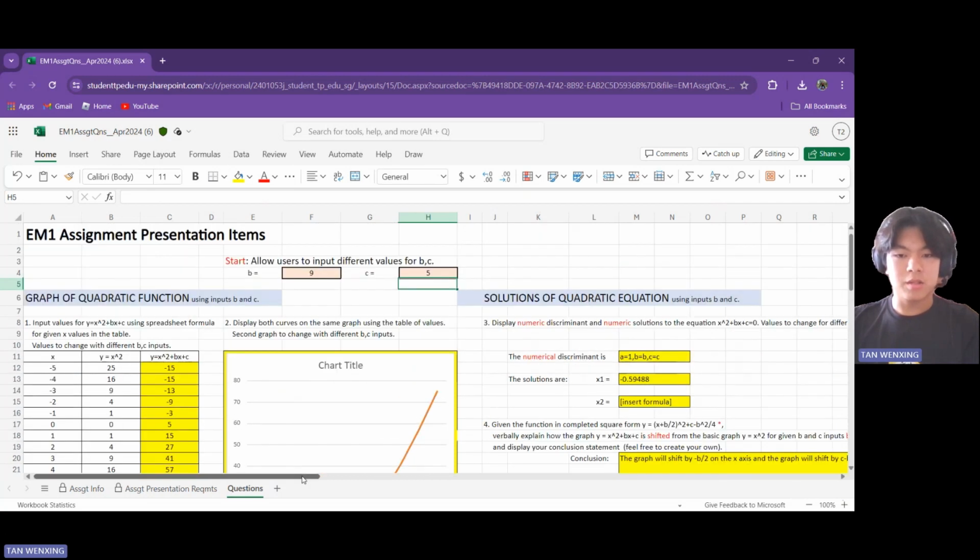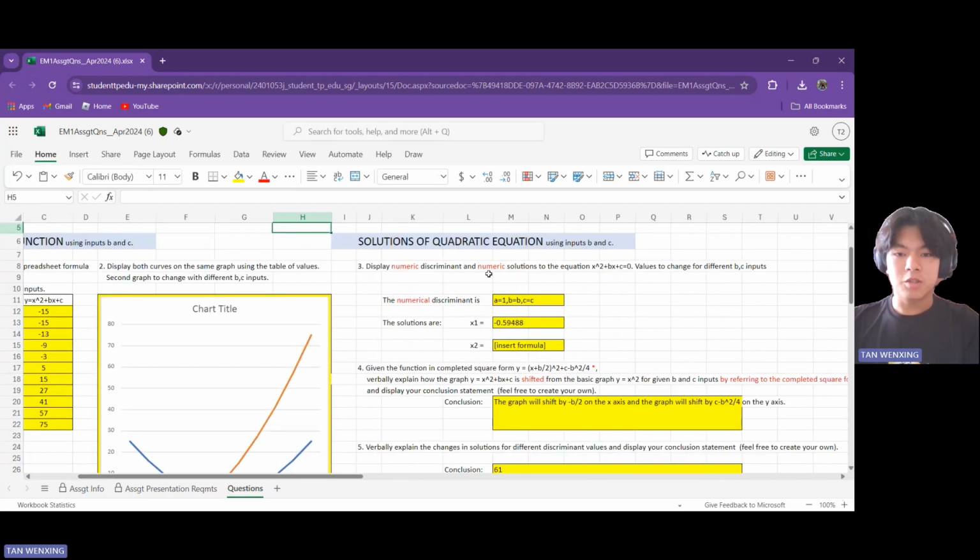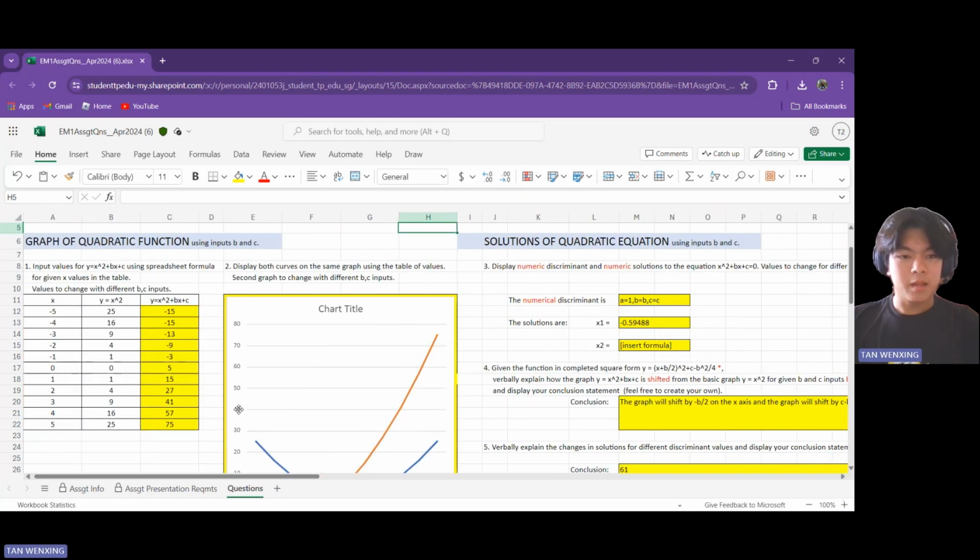Okay, so we move on to question 3. Display numerical and discriminant numerical solution to the equation x squared plus bx plus c equals 0. So my numerical discriminant is just the numbers, the constants after my x. So my A, my B, and my C, which I'll just put here. And for the first one, I already have my answers. I've already written down the solutions for it, and I'm going to show you how to do it.